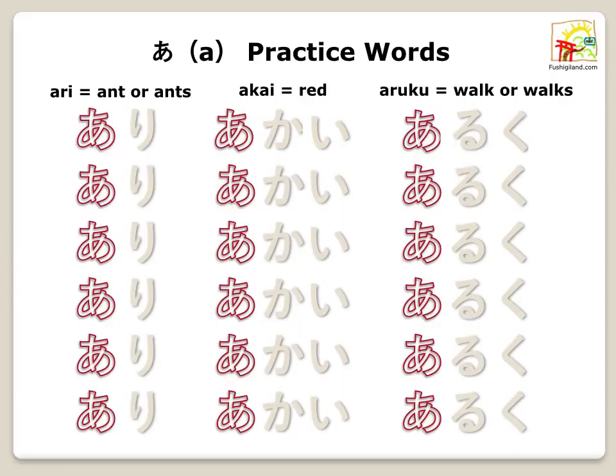Next, we have the word for the color red. Akai. Akai, akai. Finally is our action word for walk. Aruku. Aruku, aruku.